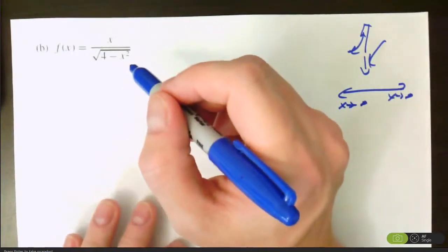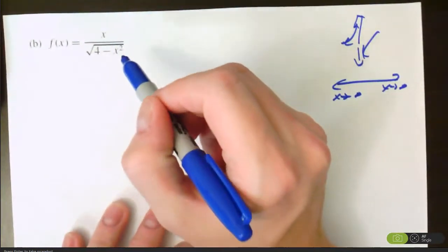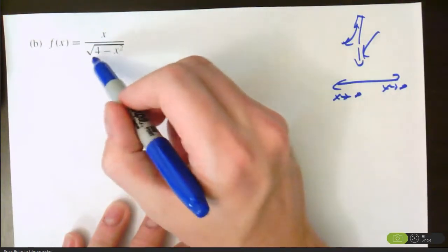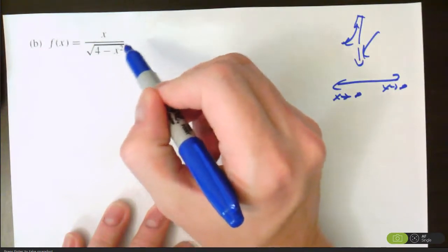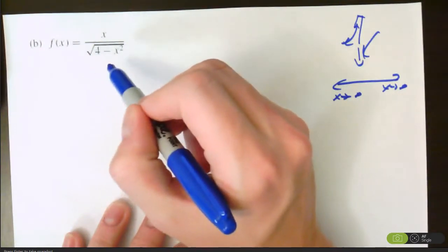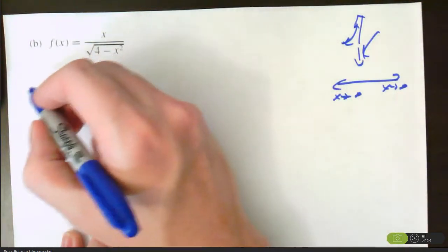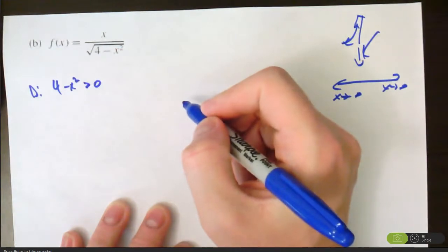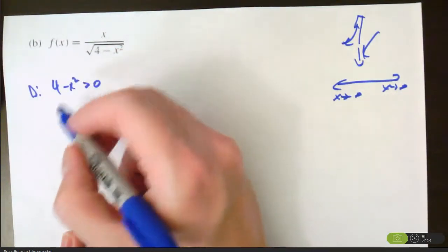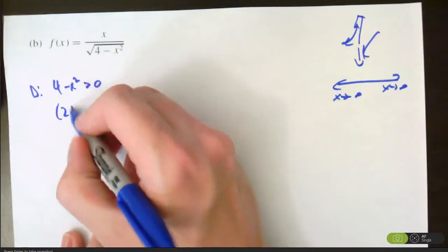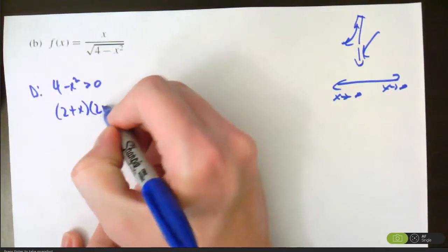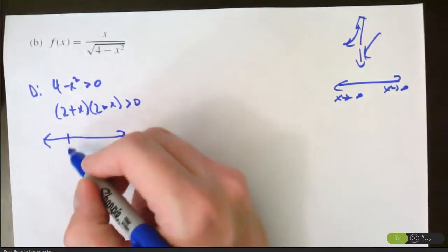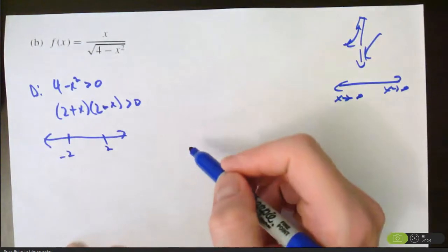This is 22b. One is that this guy can't be 0 in the denominator, because if it is, it's something over 0. And this inside has to be greater than 0 as well, because if I have a negative in there, it would be undefined. So really, the whole domain is where 4 minus x squared is greater than 0. So I have to solve this. And this is 2 plus x, 2 minus x is greater than 0. That tells us we're looking at points between negative 2 and 2.